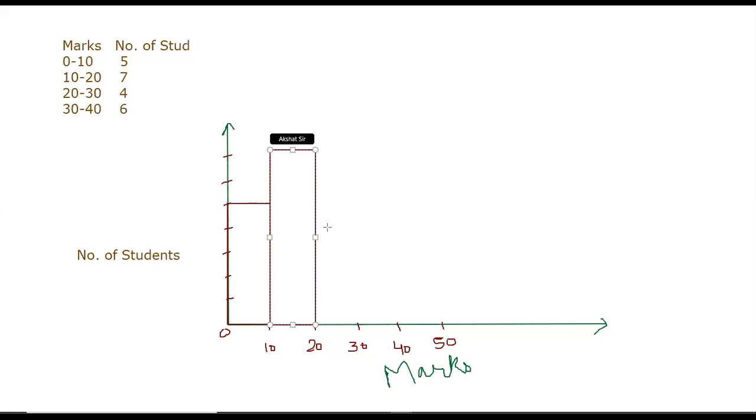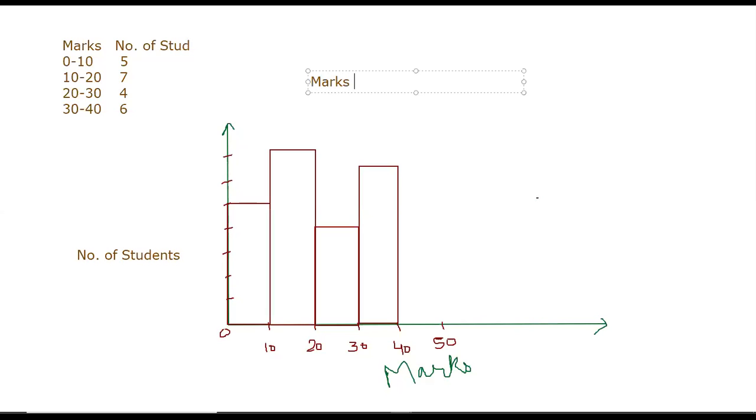That means they are sharing their boundaries. Now 20 to 30 we have got 4, so we'll be making a bar of 4 over here like this. Then 30 to 40 we have got 6, so we'll be making a bar of 6. Fine. So this is how your rectangles, this is how your histogram is going to look. Over here you are going to give the heading marks of the students, because we are representing marks of the students.